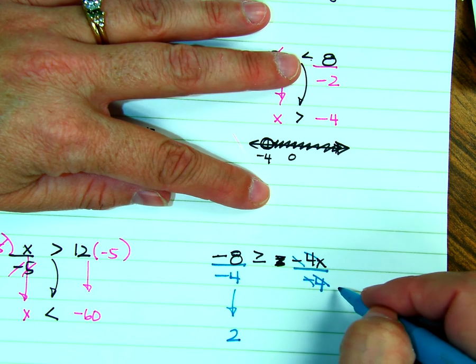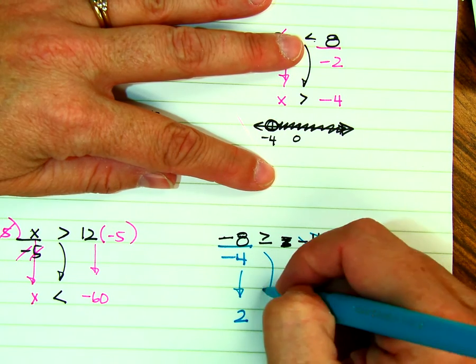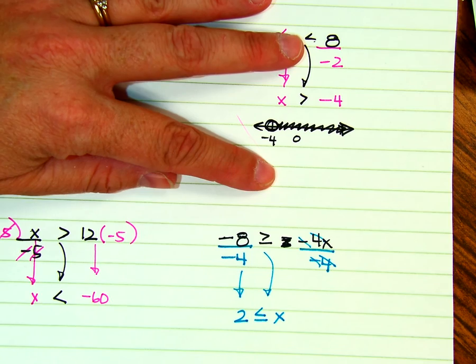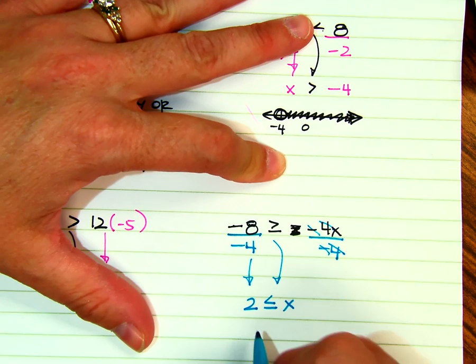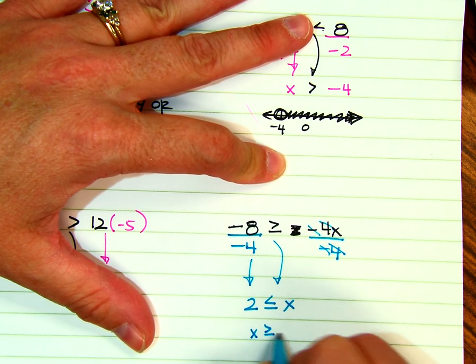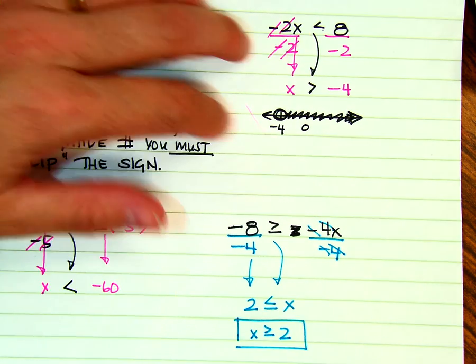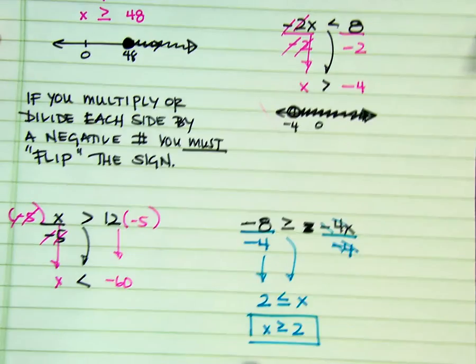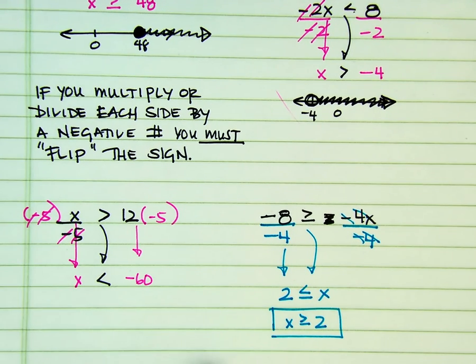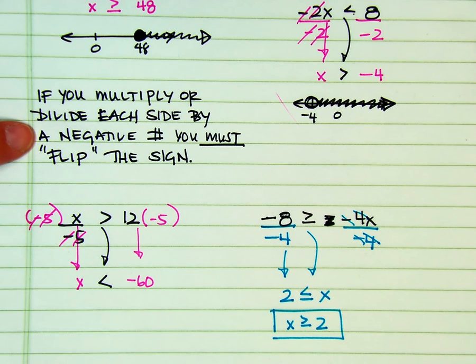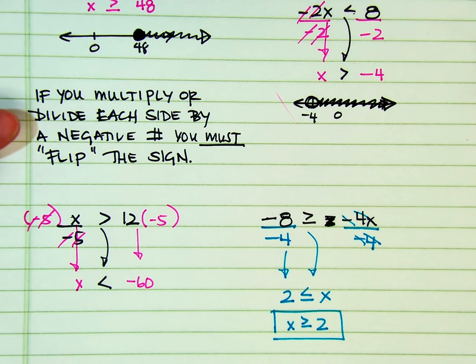We just divided by a negative number, so we are going to have to switch the sign, and we are left with an x. Now I'm going to rewrite it and put x is greater than or equal to 2. So one step at a time. This is the only difference from now all the way through solving multi-step inequalities: if you multiply or divide both sides by a negative number, then you must flip the sign.